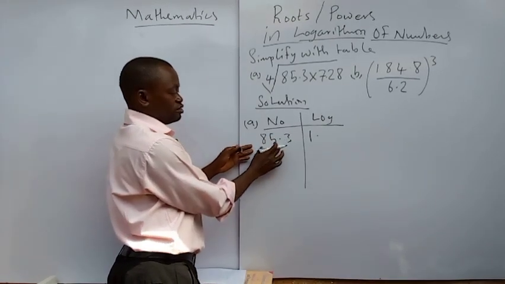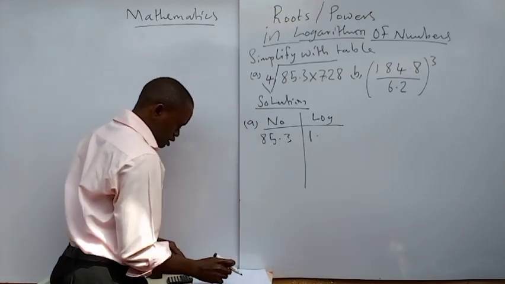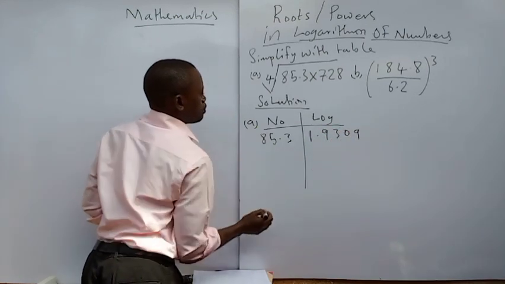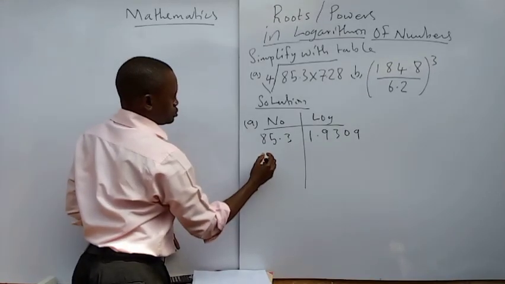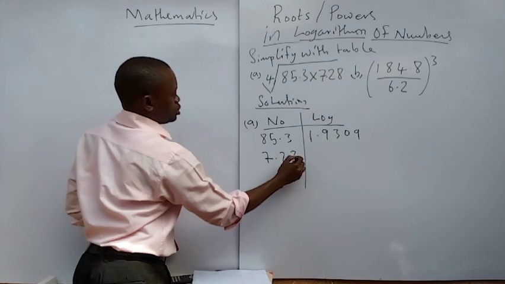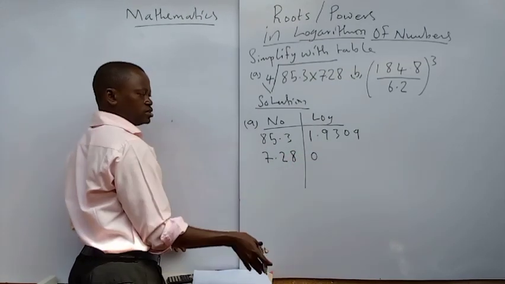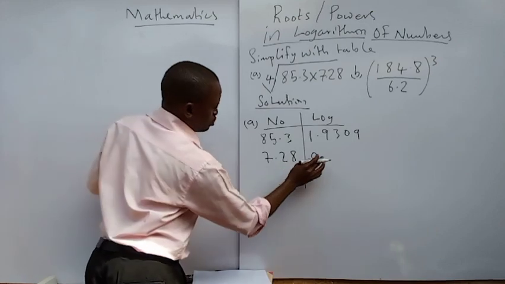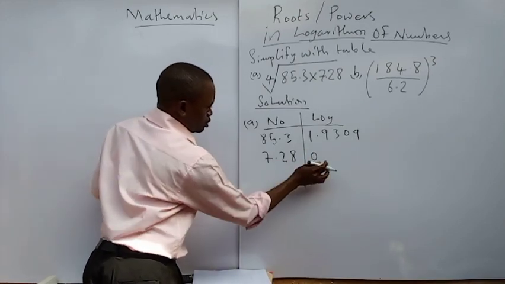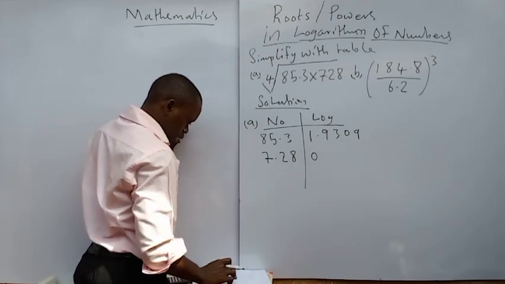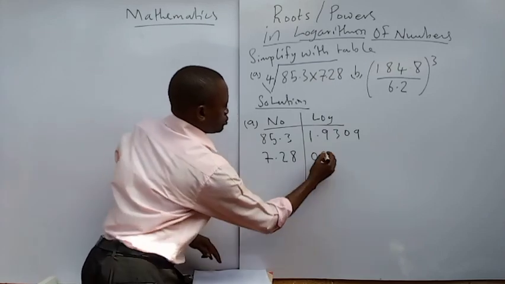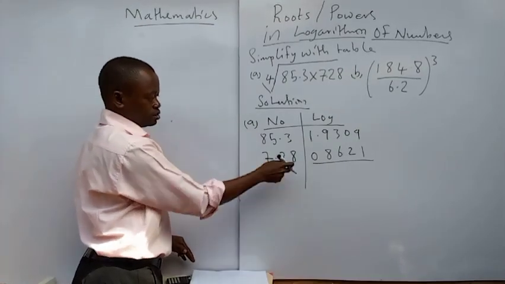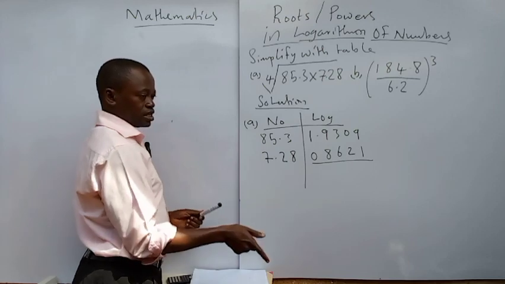You go to the logarithm table, check 85, just under 3. You will pick a figure there that is 9309. And then you have 7.28. The characteristics is 0. I have explained it in the previous classes why it is so, especially when we did the connection between logarithm and standard form and logarithm of numbers. So the mantissa part will be 72 under 8, and 72 under 8 is 8621 from your table. I explained in the last class how to find that.